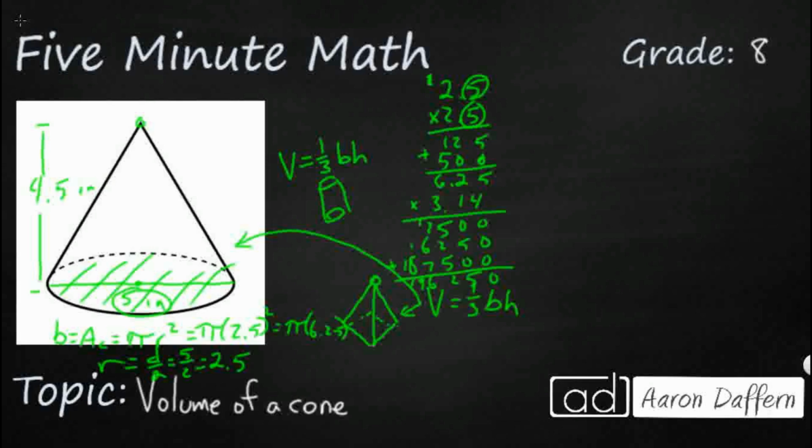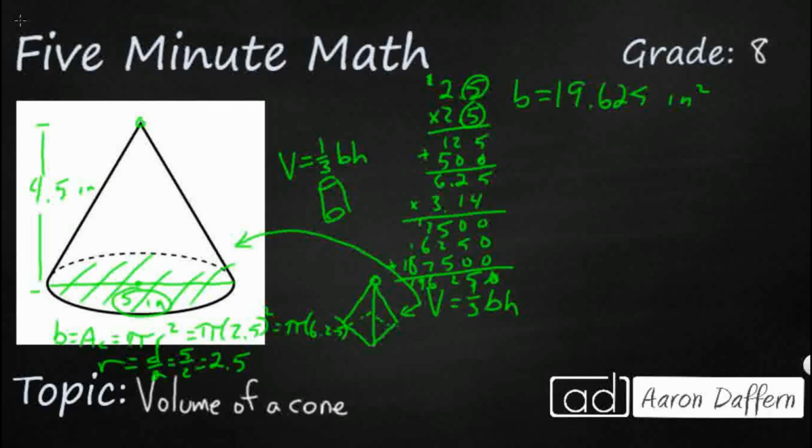I need 4 digits behind the decimal. So I've got 19.625. I'm going to drop that. Inches squared. All I found is the base. All that work was to find the area of this base.